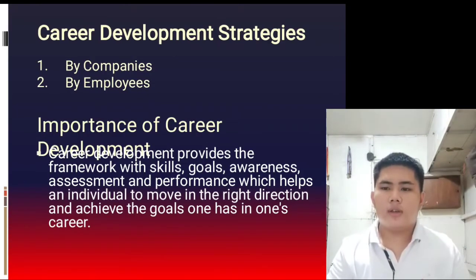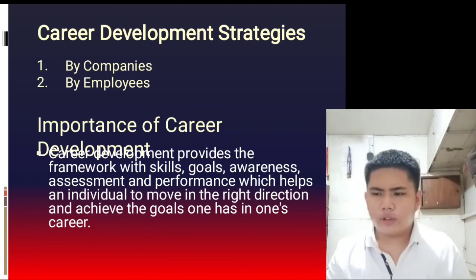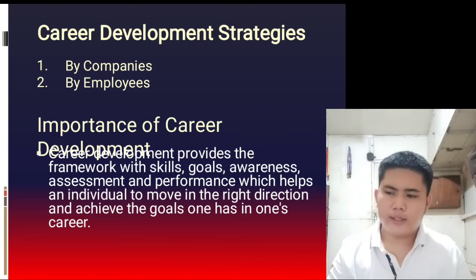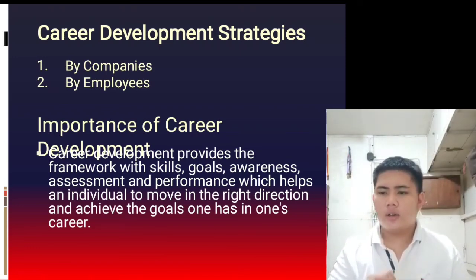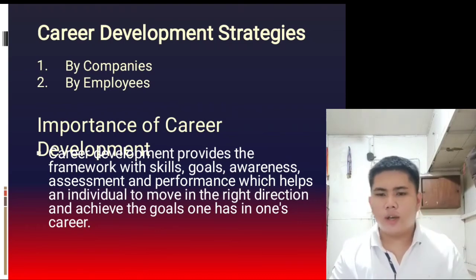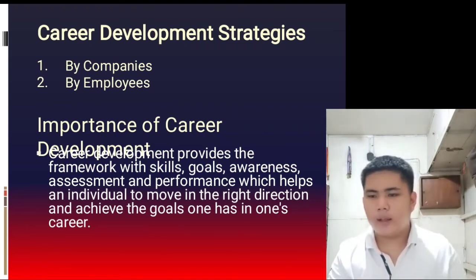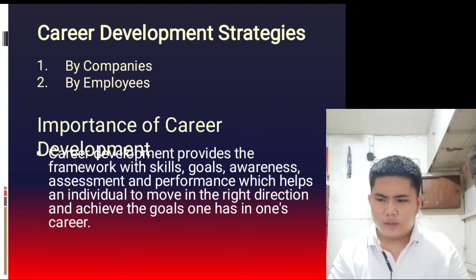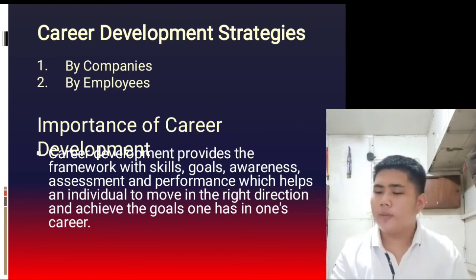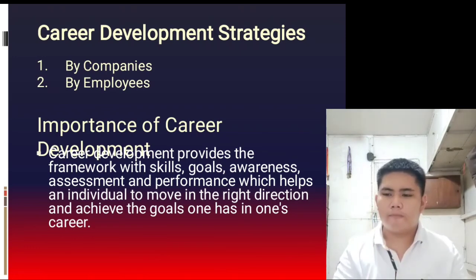So next is the importance of career development. So what is the importance of career development? Career development provides the employees the skills, goals, awareness, assessment, and performance. So this is always useful for individuals to succeed professionally and helps to motivate them.